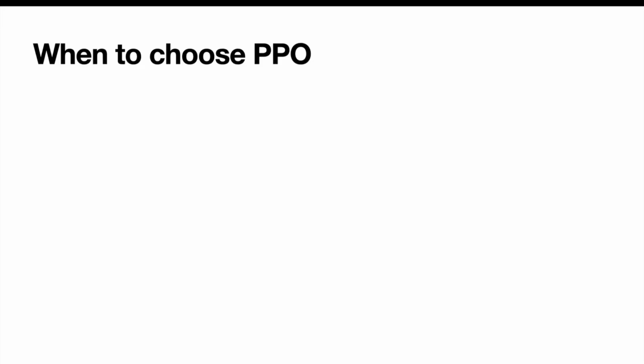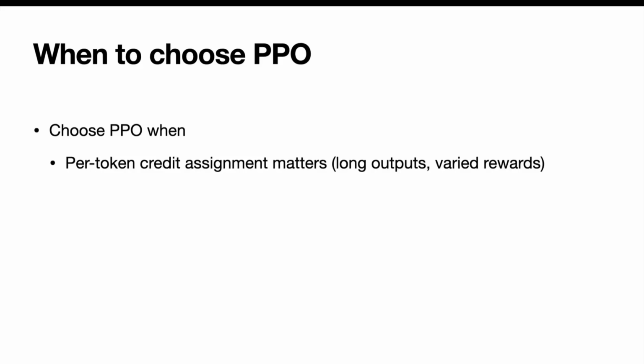So when should we choose PPO? PPO is a good choice when token level credit assignment matters. Specifically, the reward model usually gives one score for the whole answer, not one reward per token. PPO uses the value model and GAE to propagate that sequence level reward backward and estimate token level advantages. This is especially useful for long outputs, or cases where different parts of the answer may contribute differently to the final quality.